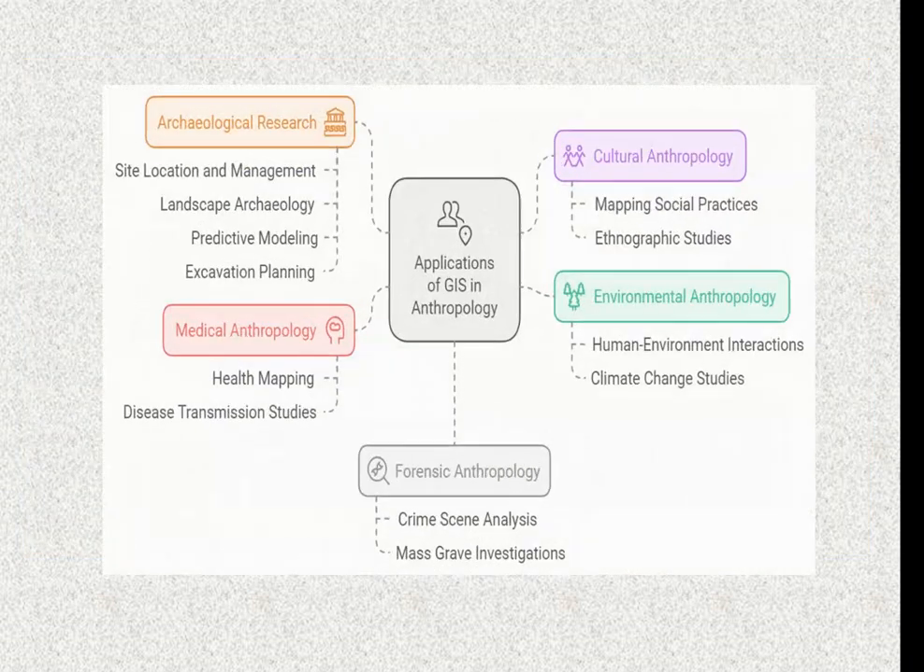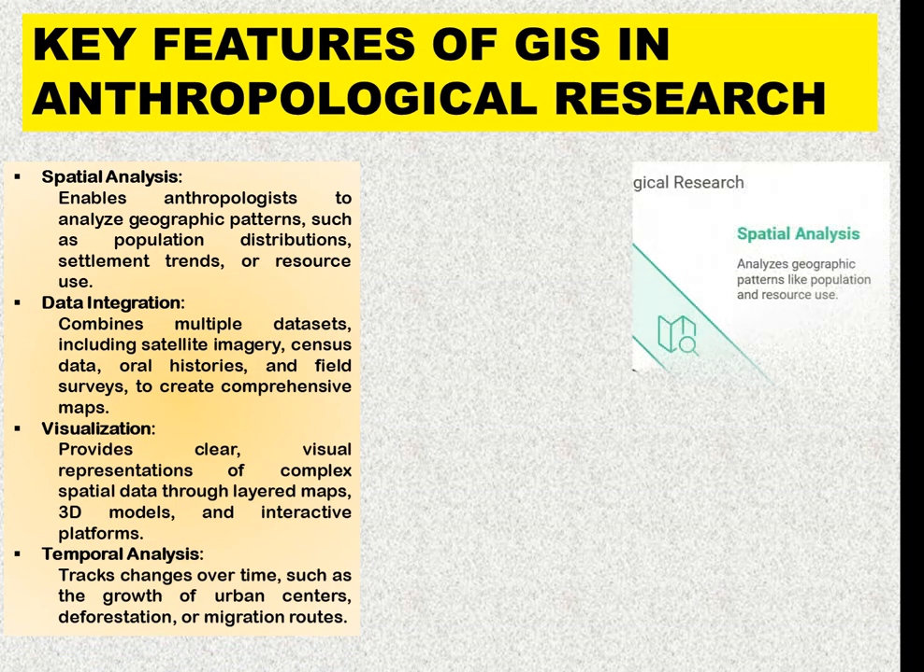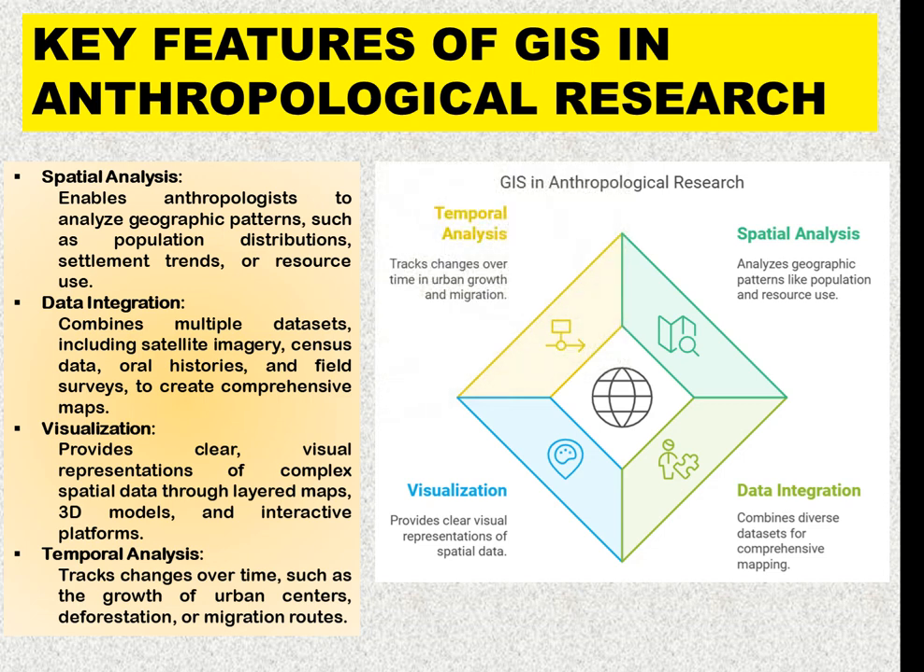Key features of GIS in anthropological research. 1. Spatial analysis: enables anthropologists to analyze geographic patterns, such as population distributions, settlement trends, or resource use. 2. Data integration.